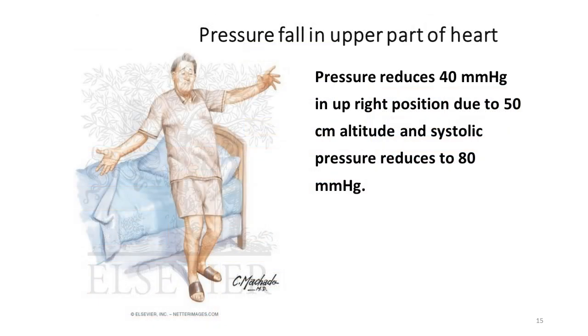When a person suddenly changes position from lying down to upright, the pressure in the head decreases. Because the head is 50 centimeters higher than the heart, suddenly changing position from lying down to upright reduces the systolic pressure to 80 millimeters of mercury.